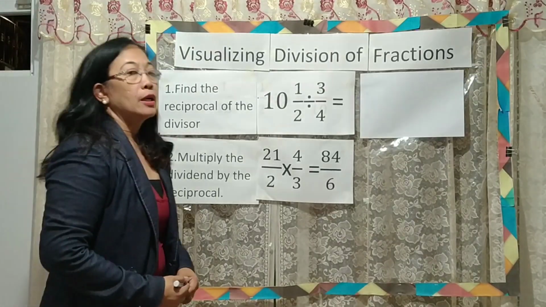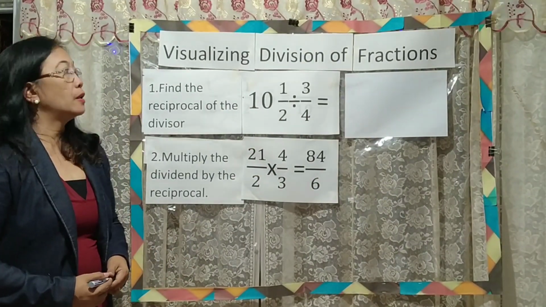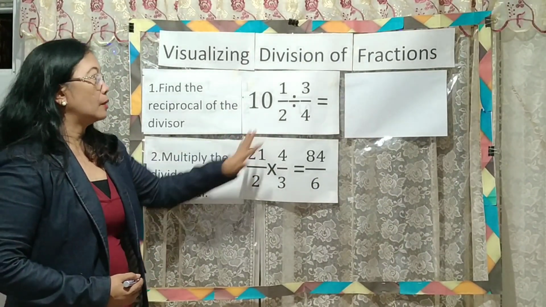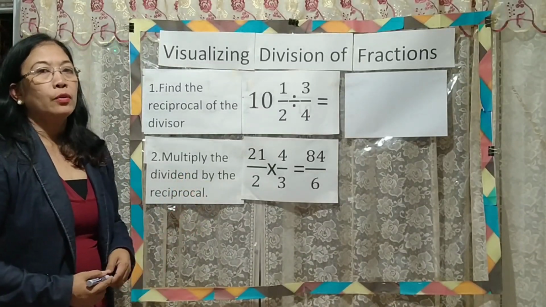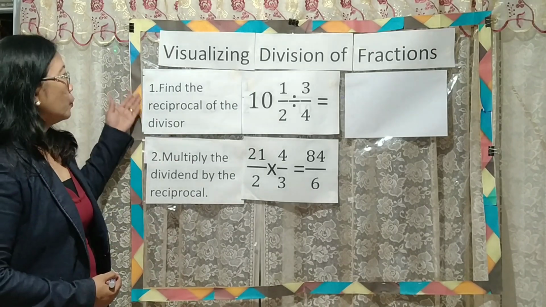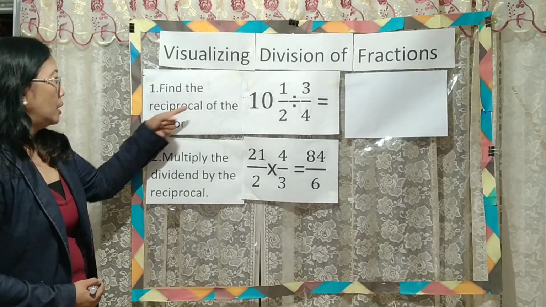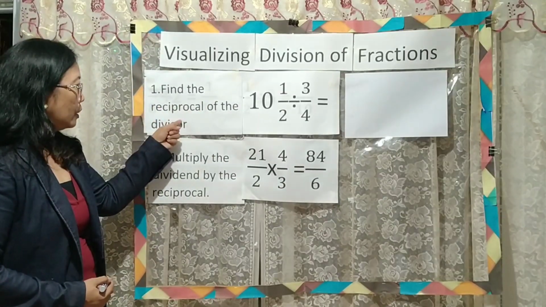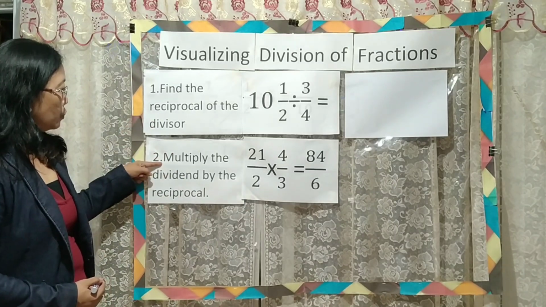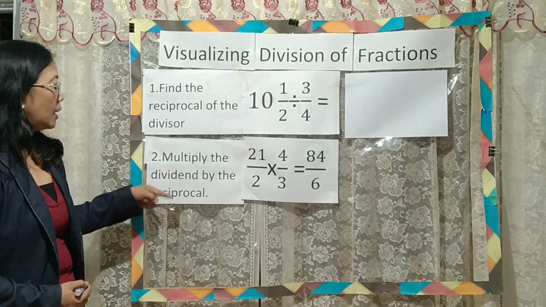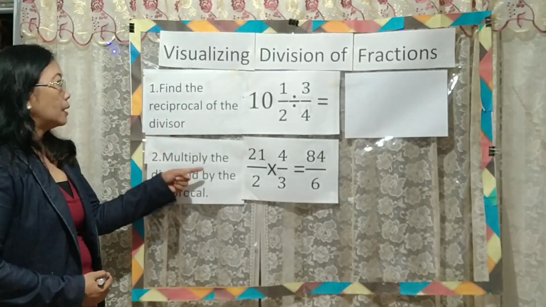So this time, I'm trying to show you how to use the process of dividing a fraction by another fraction. So remember, there are only 2 rules for us to follow in dividing fractions. The first thing we're going to do is to find the reciprocal of the divisor. The word is reciprocal here, and you have to remember this. And number 2 is you multiply the dividend by the reciprocal.